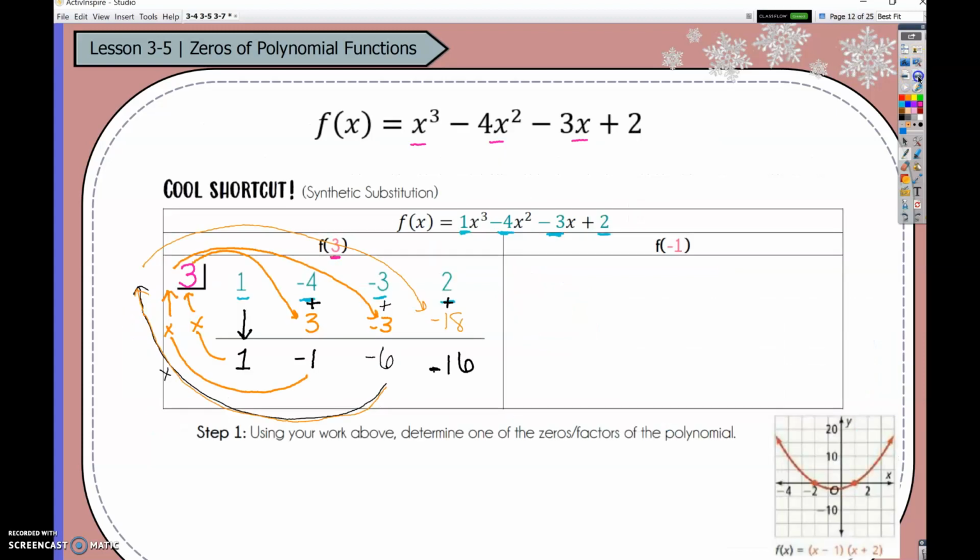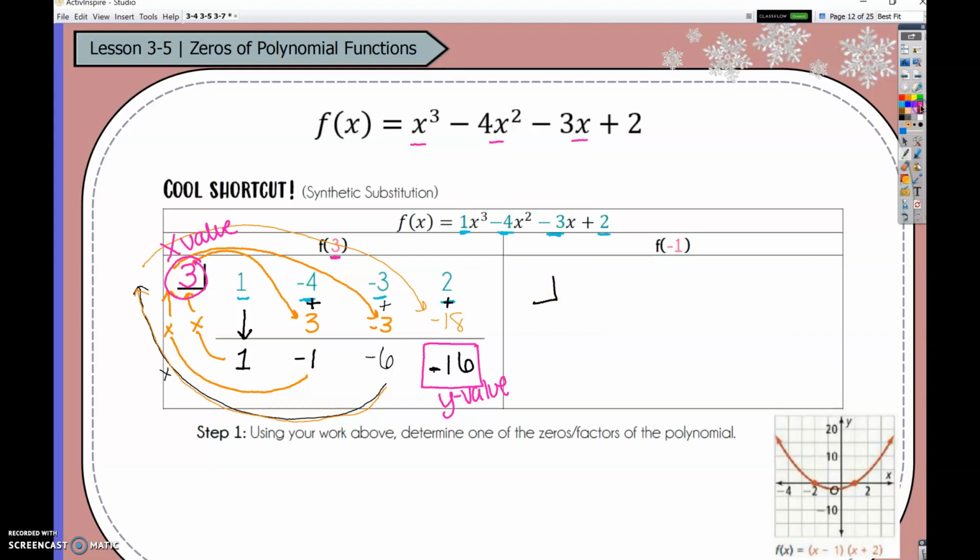Now when we did this synthetic substitution process, we had our negative 3 in the box, we wrote our coefficients for the cubic that we had, and our final answer here was the y value for when we had an x value of 3. So synthetic substitution works to find you the y value of a function at any given x value. Let's try it real quick here with our negative 1 and see if it also matches.